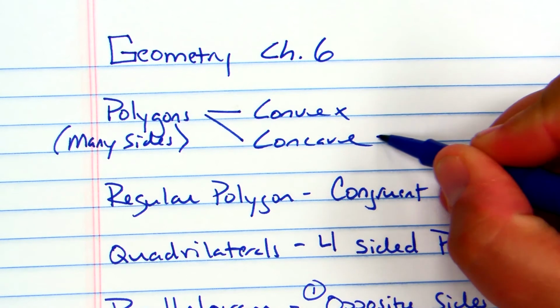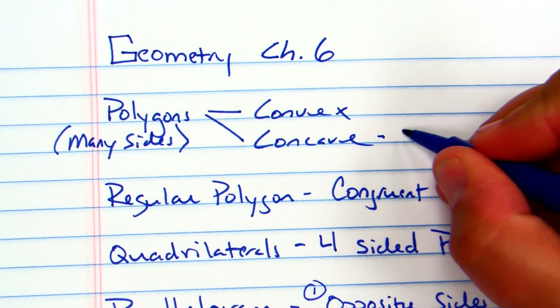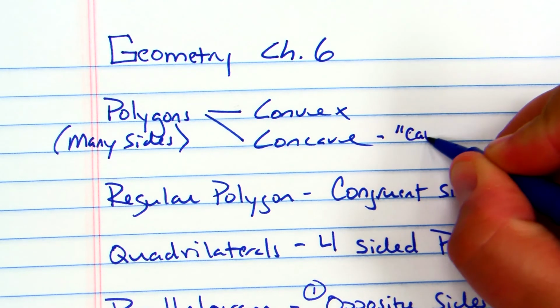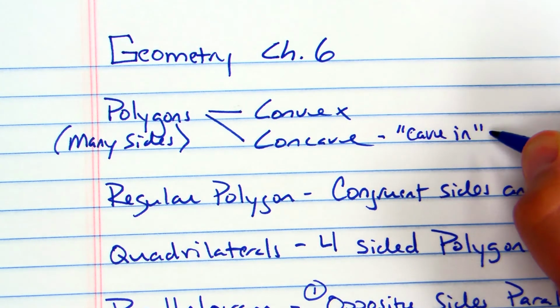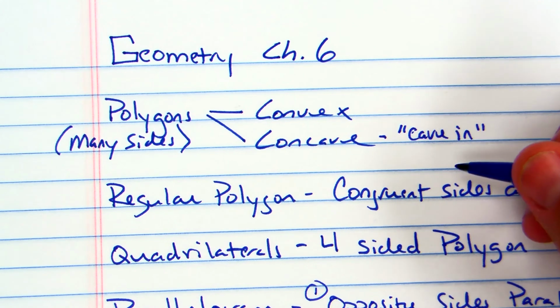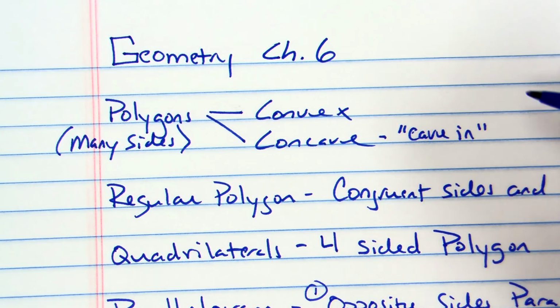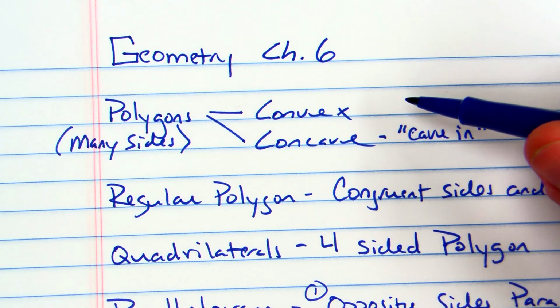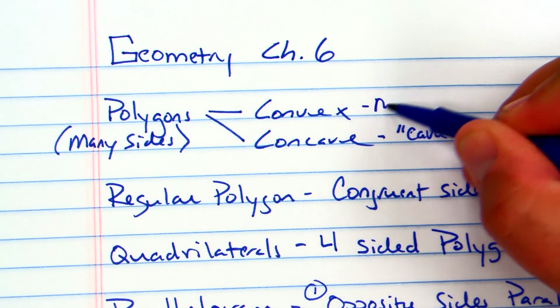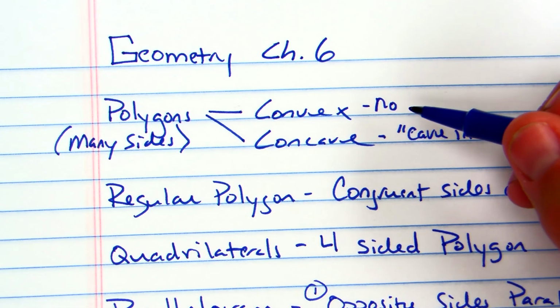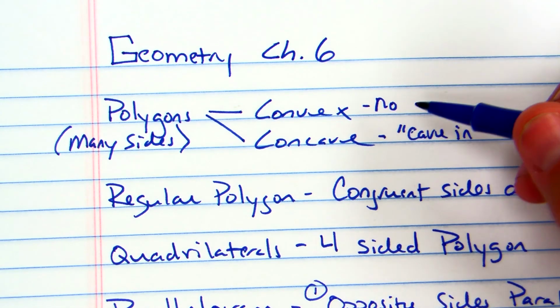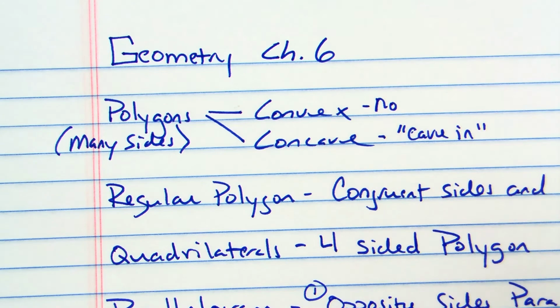Concave polygons are polygons where a side of it will actually cave in, or you can extend a side that will pass through the center of the polygon containing interior points. A convex polygon will have no interior points. Those are your normal polygons, such as just a triangle, a square, any of the normal polygons you're used to.